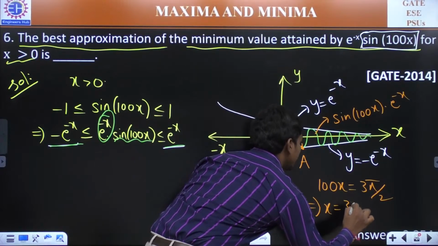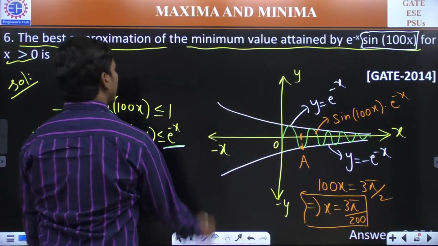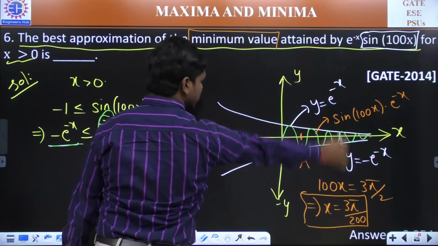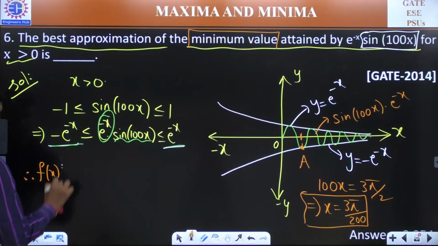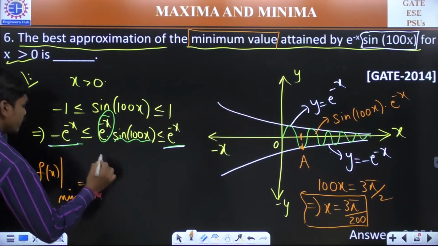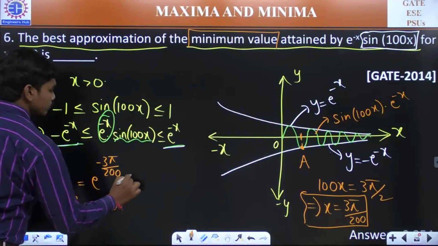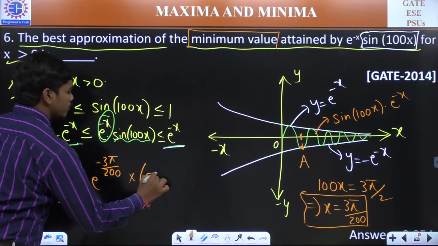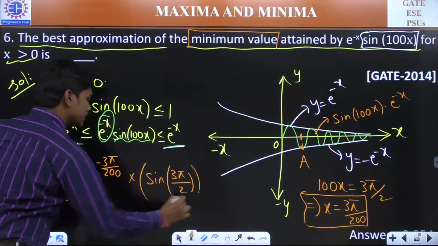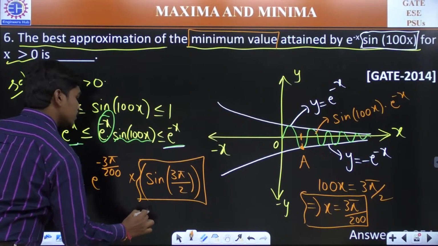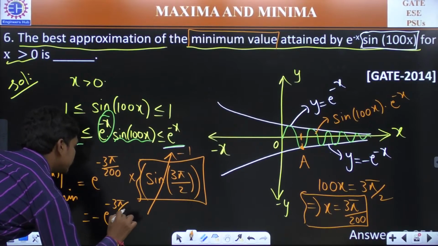X is equal to 3 pi by 200, and of course this is in radians. This is the point where this function will have its minimum value, and that is what you want. So if you put x equal to this value in that function, we get f of x minimum is equal to e power minus 3 pi by 200 into sin 100x, whose value is 3 pi by 2 anyhow, and this value is minus 1, of course you know this.